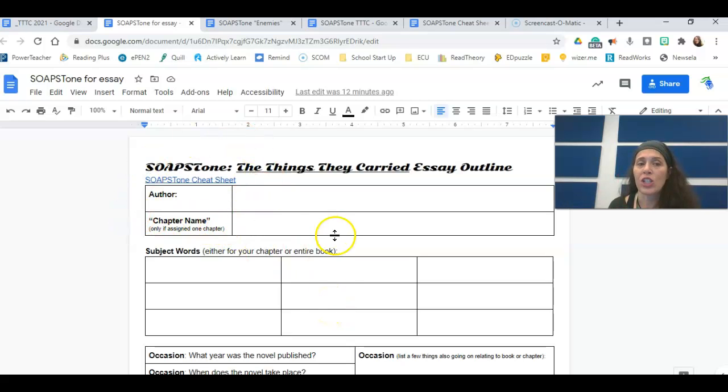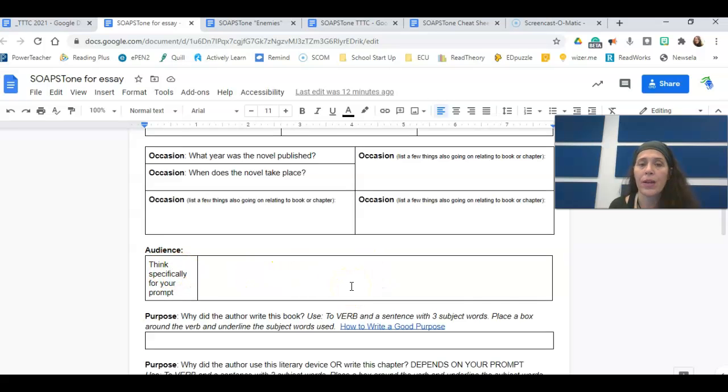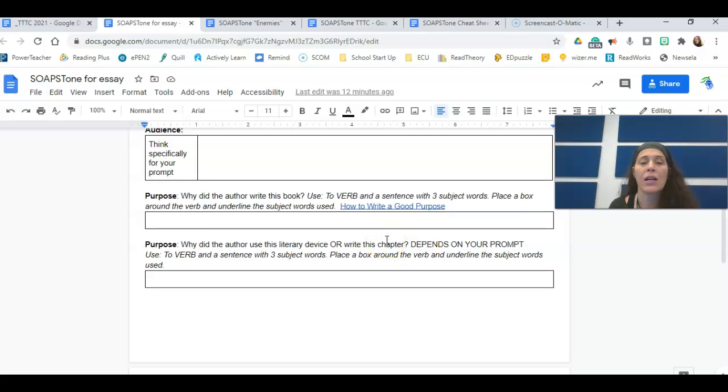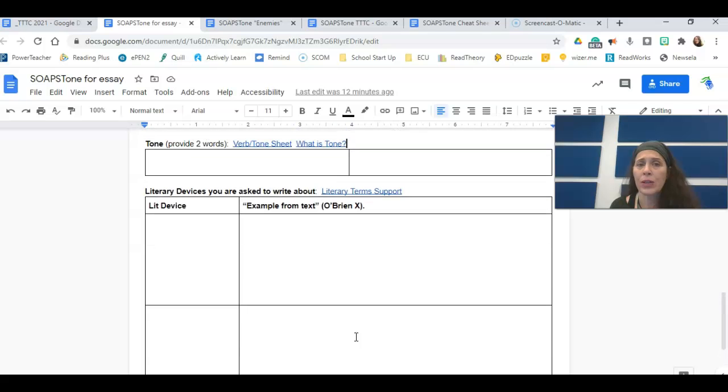Again, you have the cheat sheet, you have author, subject words, occasion information, audience information. You're going to have to think about your prompts. This is going to be a little bit different. There's 2 different purposes you're going to be writing on this one. Depends on your prompt. But again, I put how to write a good purpose on here so that you had that. Also included the tone verb sheet because you're providing 2 tones. Literary devices in this one. You're going to be including some literary devices. If you've forgotten all of your literary devices, here is a worksheet to help you understand those.